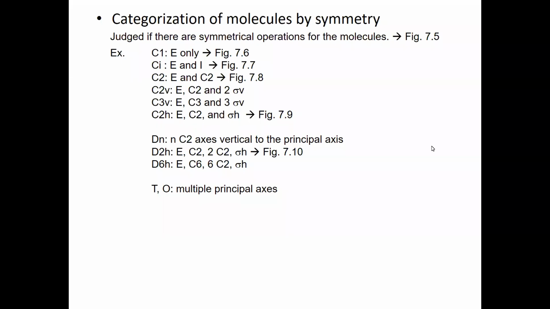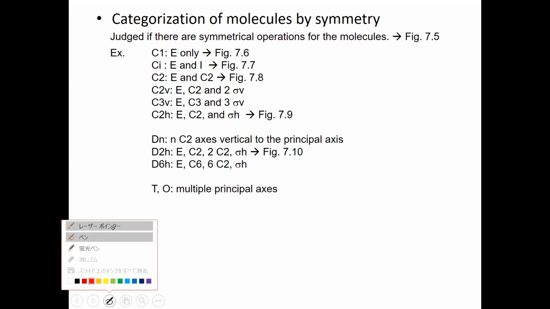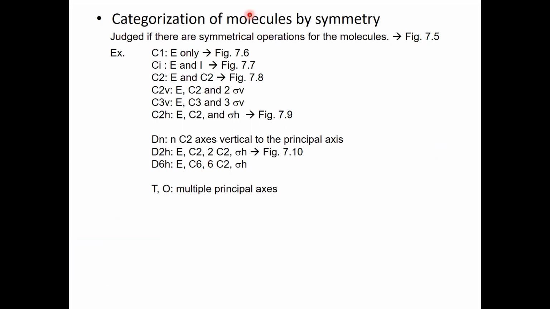Okay, then let's categorize the molecules by symmetry. So based on these 5 operations, we can understand what kind of symmetry each molecule has.